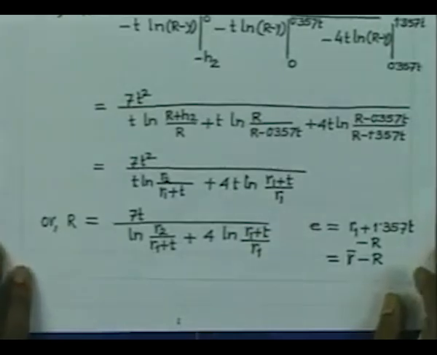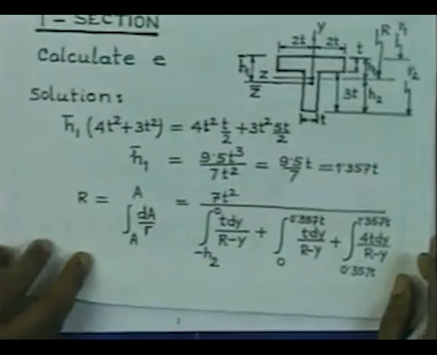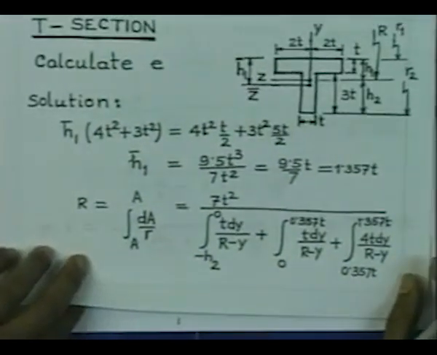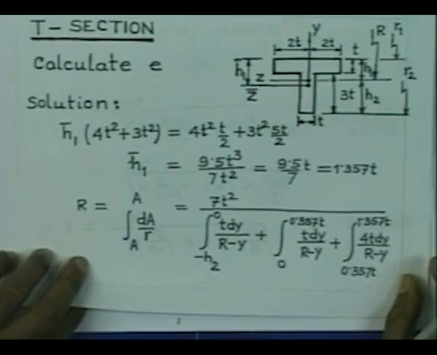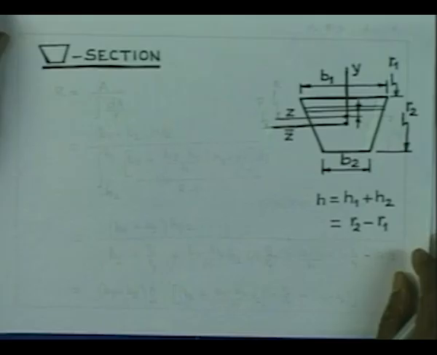So, this is how you can tackle the problem of T sections. You will find that this type of sections are utilized in the C frames of presses. They are also used in the crane hooks. Another section which is quite widely used in the case of crane hooks is trapezoidal section. So, we will now look into how to calculate the eccentricity of a trapezoidal section.